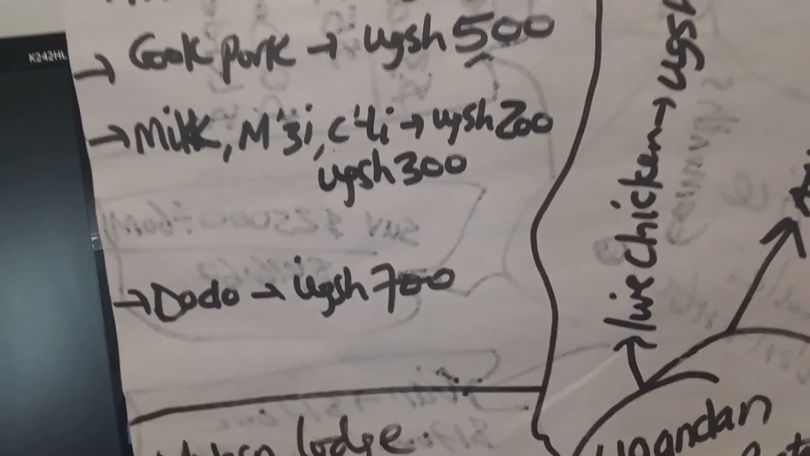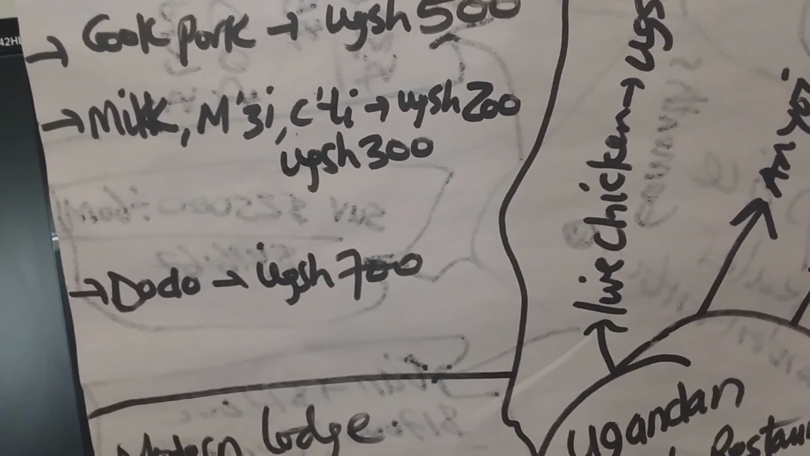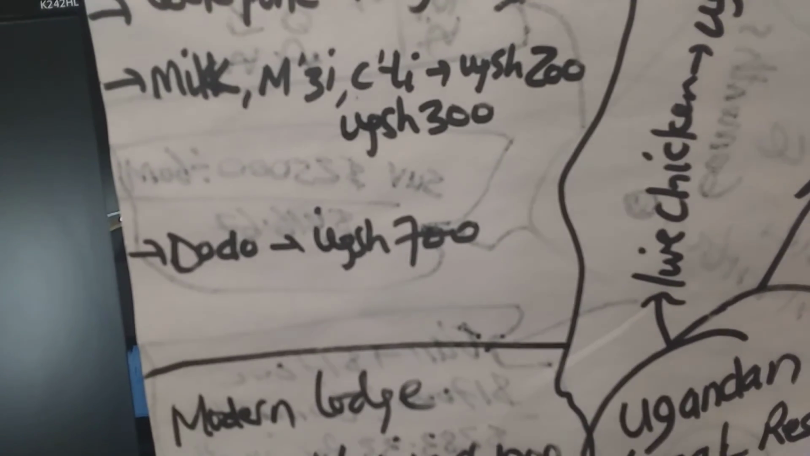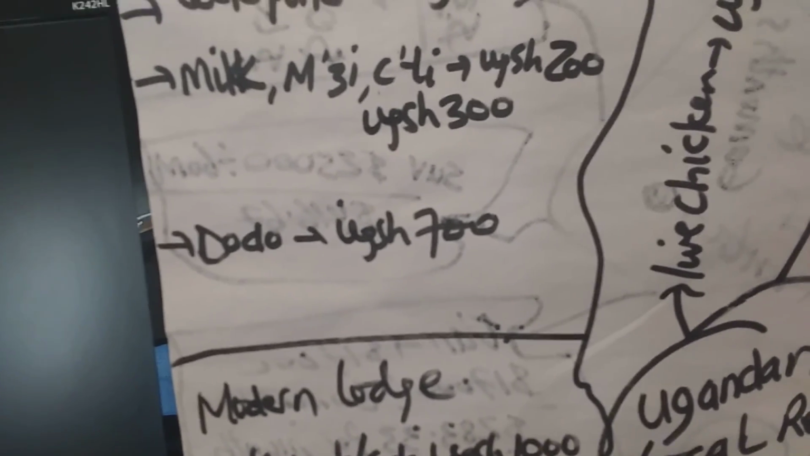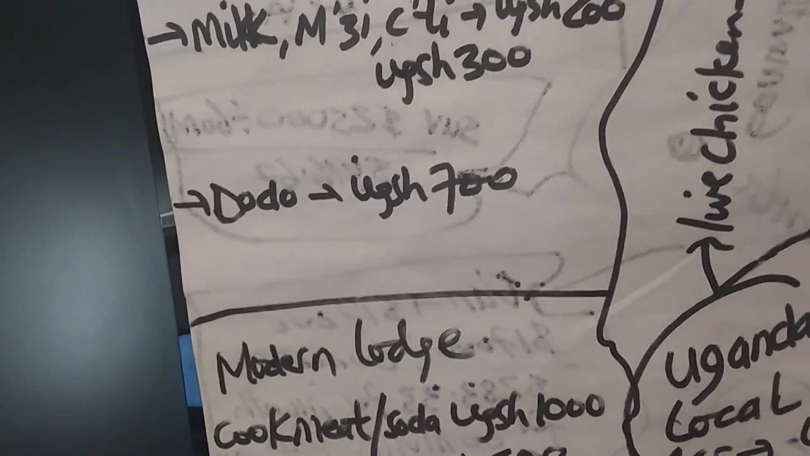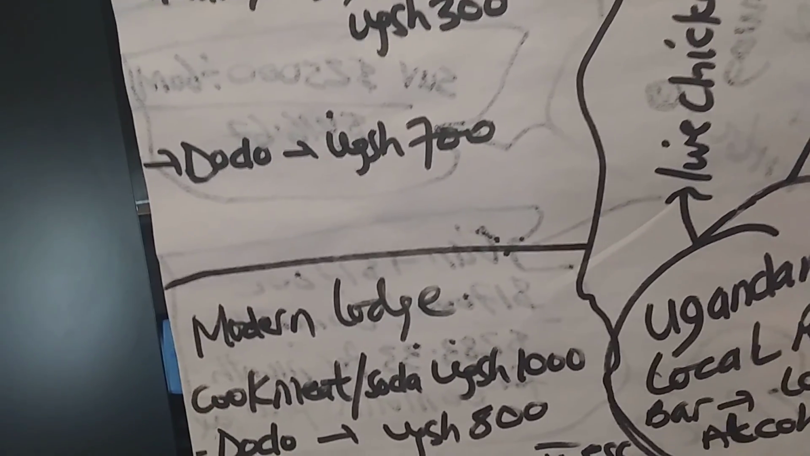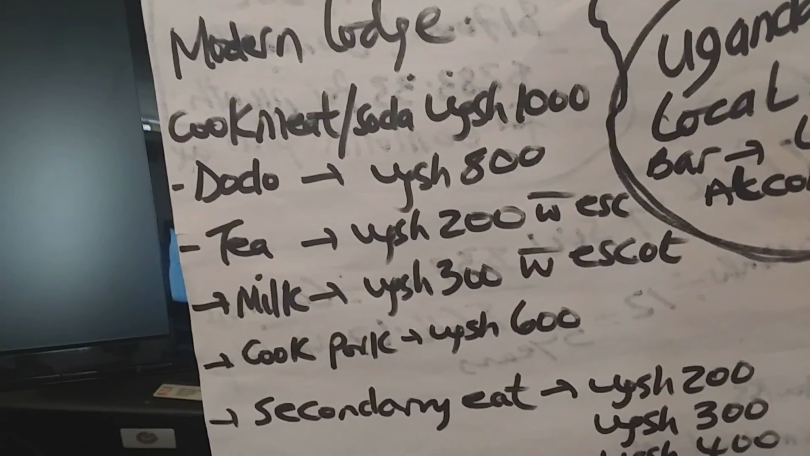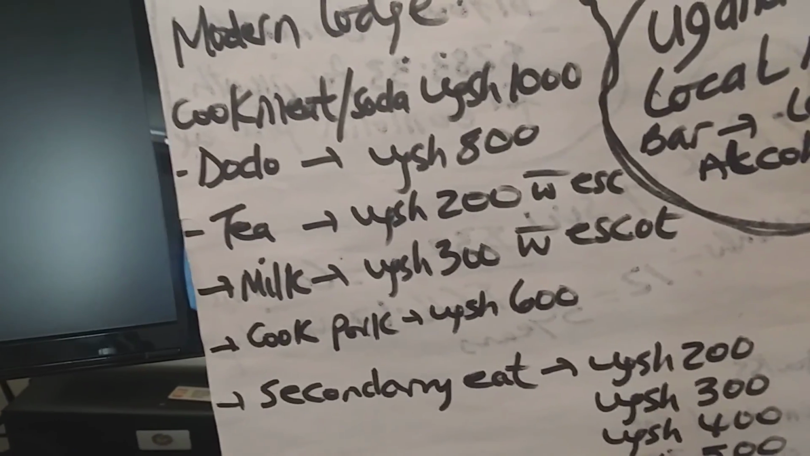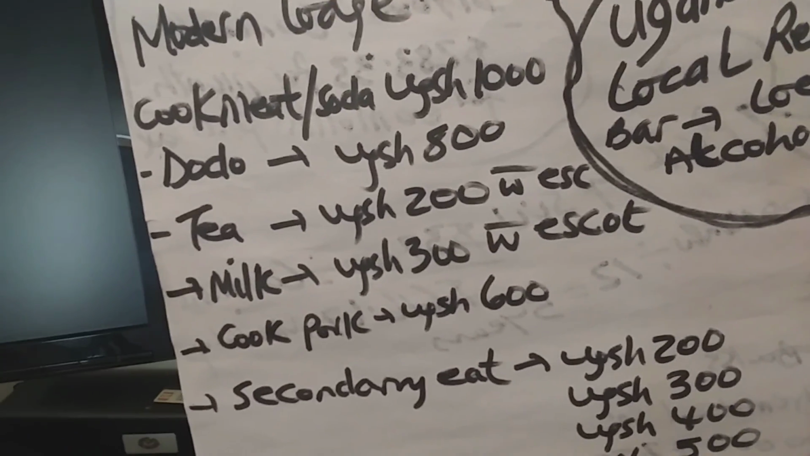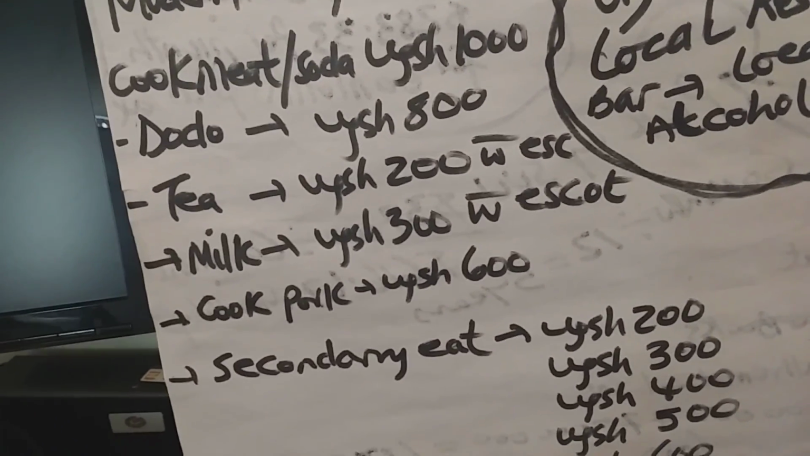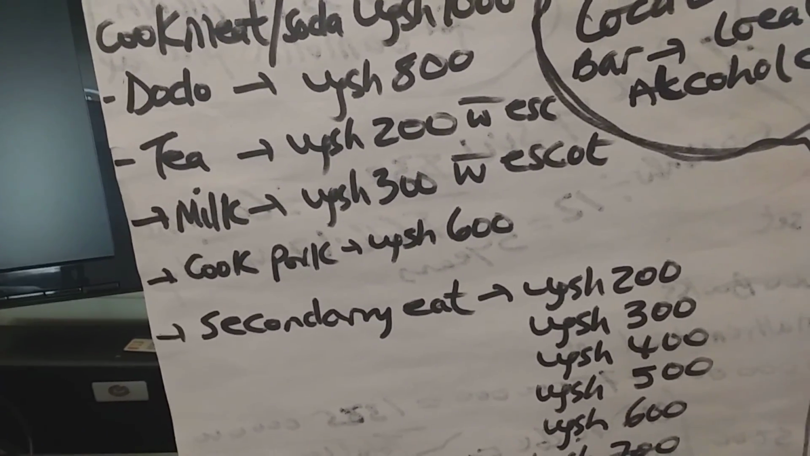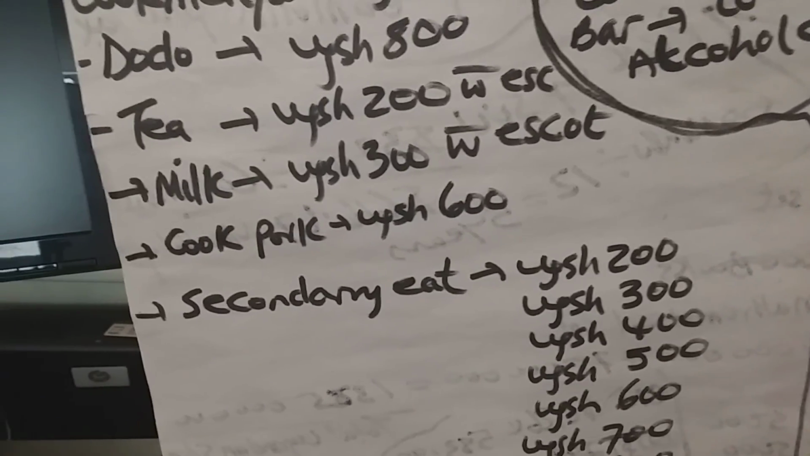Okay, if the hotel is expensive, of course, what are expensive hotels, you may find some people go from here, they sleep there in those hotels, and then Ugandan shillings 300, as we said, dodo, Ugandan shillings 700. Okay, modern lodge, and then cooked meats, soda 1000. Okay, dodo 800, tea 200 with the escorts, milk 300 with the escort, cooked pork 600, 700, 800, depends.